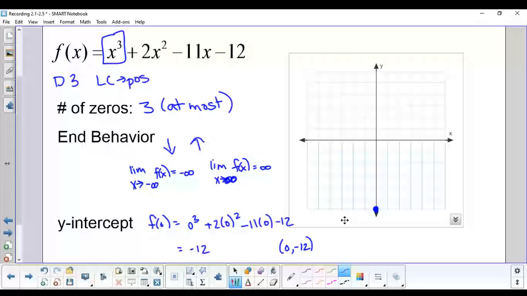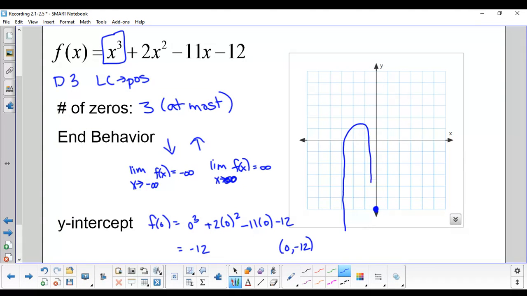And I know my end behavior. So I can have it cross the x-axis. 1, 2, 3. I don't want it to cross more than 3 times because I know that there's at most 3 zeros. So I'm going to go ahead and say, this is what my sketch is going to be. Is it accurate? Probably not perfectly. But as we move forward, we're going to learn more skills to create a more accurate graph.